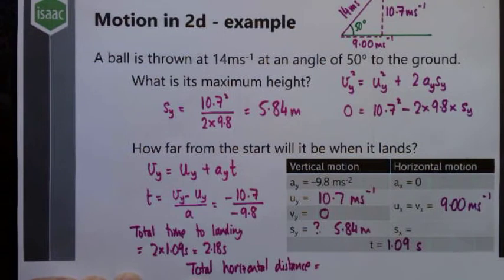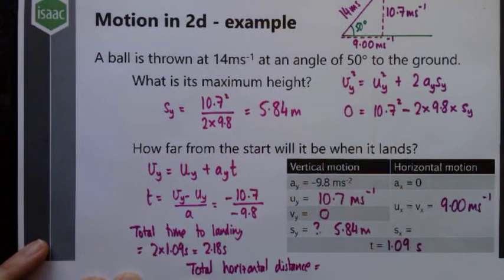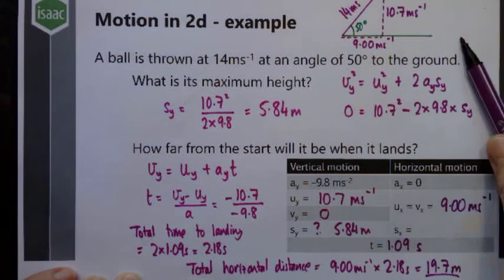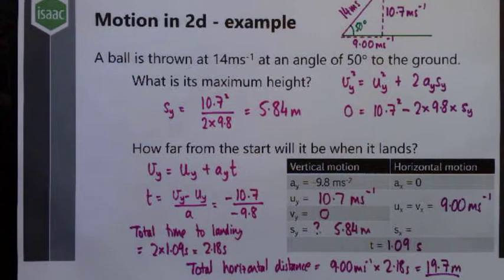Is going to equal the horizontal speed, which we know as 9.00 meters per second, multiplied by the time, 2.18 seconds, which gives an answer of 19.7. So that tells us how far the object is going to go up, come down, and it's going to be 19.7 metres along there. And that is how we solve a question like this one.